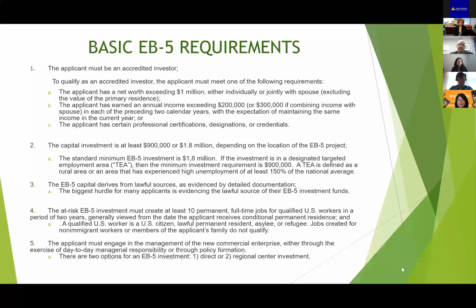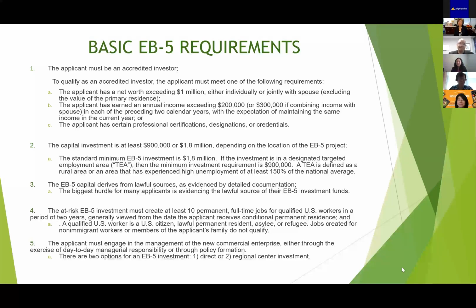And the applicant must engage in the management of the commercial enterprise, either through the day-to-day management or through policy formulation. Now, obviously, when you're talking about a regional center, you're basically buying into the management. So there's no requirement, for example, if you buy in a regional center that's building the Ritz-Carlton Hotel in New York City, you don't have to be part of the day-to-day responsible management, because you've already bought in. You've bought in to an approved investment that already has a management system in place.